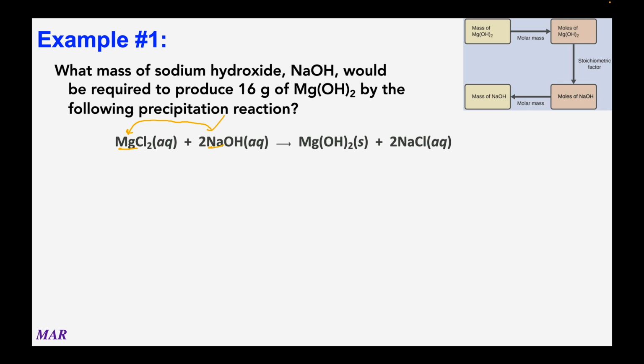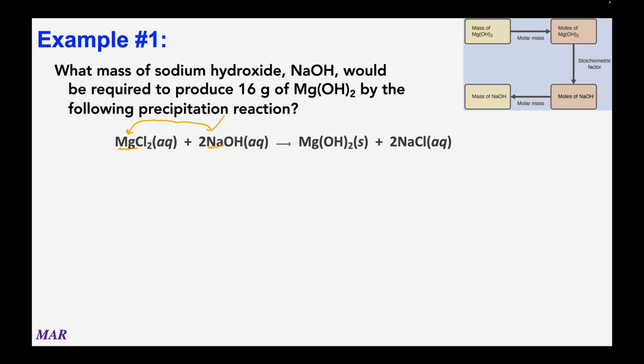Again, if you have questions on this, let me know. What we want to figure out is how much sodium hydroxide, NaOH, we need to produce 16 grams of magnesium hydroxide. The balanced reaction gives us a mole ratio between Mg(OH)2 and NaOH. If we can turn the grams of Mg(OH)2 into moles, we can use the balanced equation ratio to go from moles of Mg(OH)2 to NaOH. Finally, since we want mass, which is grams, we'll turn the moles of NaOH into grams using the molar mass.